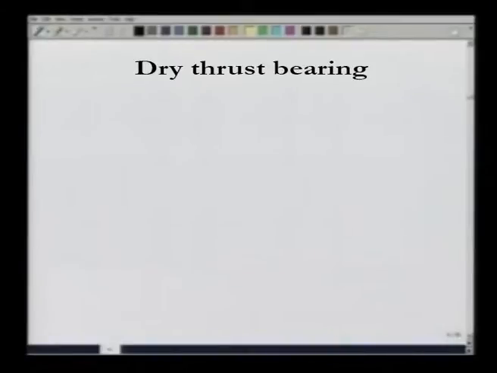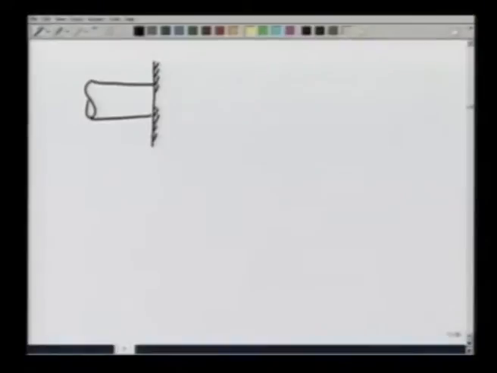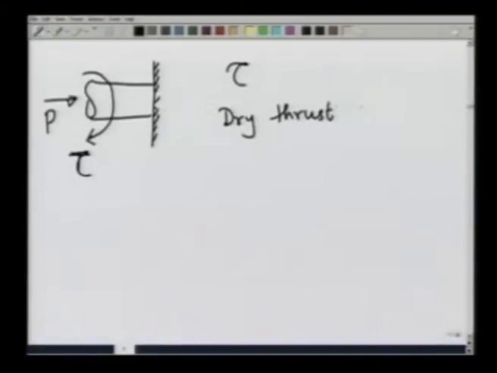One particular situation that I want to look at is what we call a dry thrust bearing. This is nothing but a cylinder against a wall. The cylinder is being pushed by a force P, and we apply a torque on this. So, I would like to know for what value of torque tau can the cylinder remain static. This is known as, what I said earlier, dry thrust bearing.